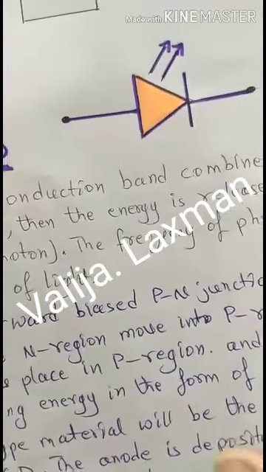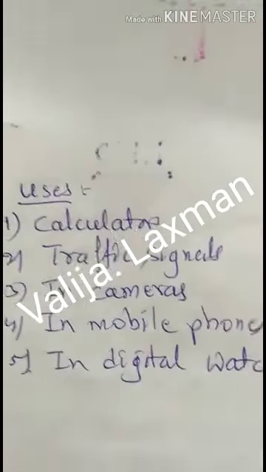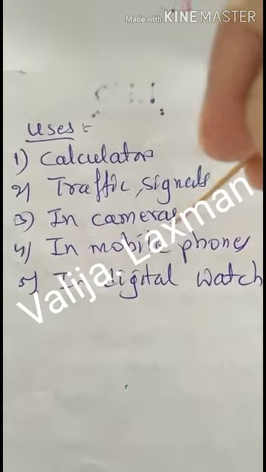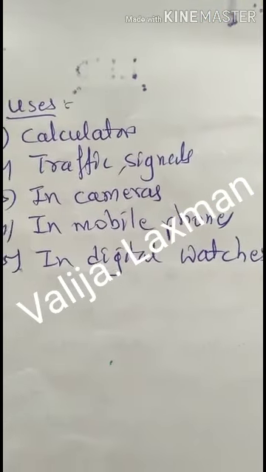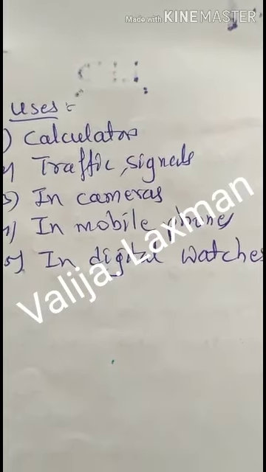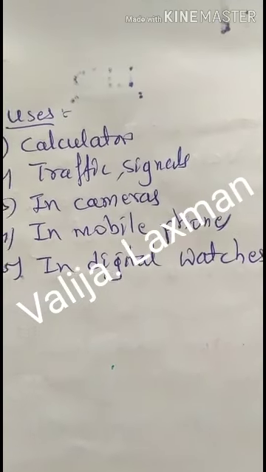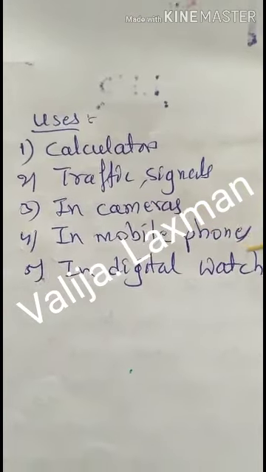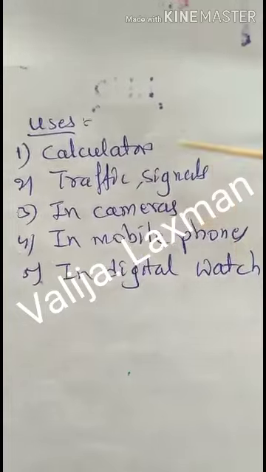Next, coming to the applications. The LED is used in calculators, traffic signals, cameras, mobile phones, digital watches, and televisions. They are also used as sensors in industry, and in signboards to indicate direction during night times. So these are some of the uses of LEDs. They are used in LED tube lights and LED TVs also.